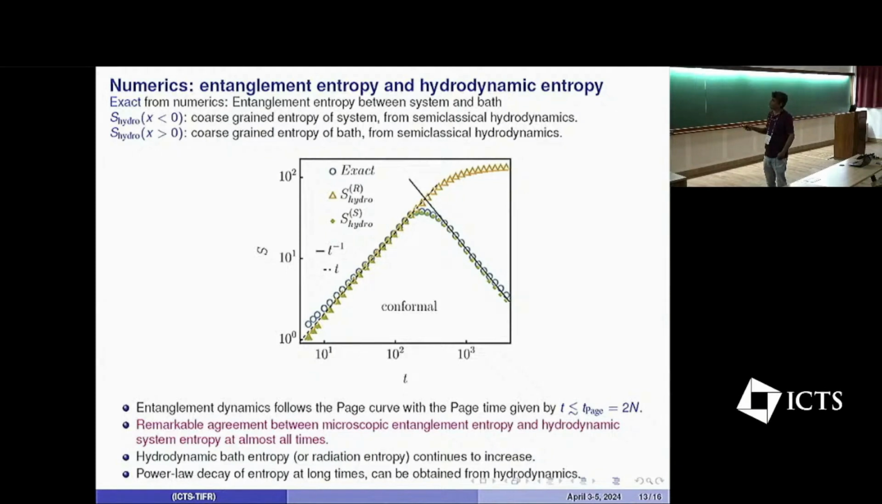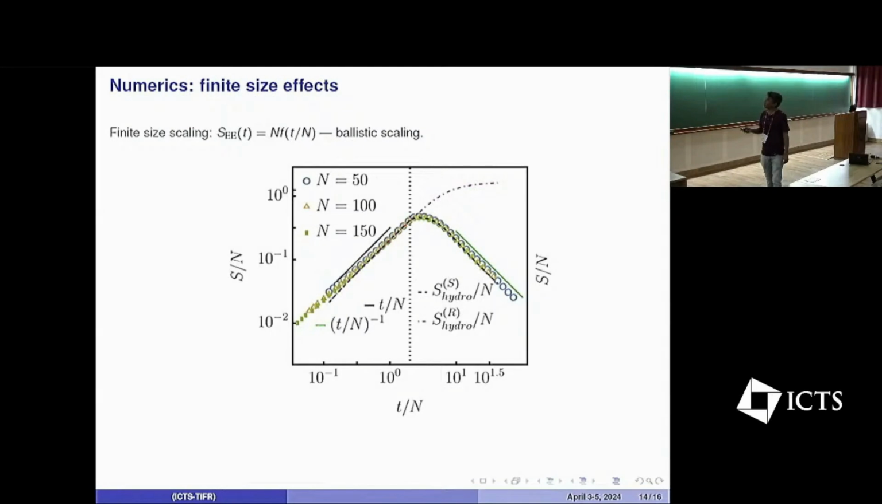Then there is a hydrodynamic calculation of the entropy of the reservoir. Okay, so it's like the radiation entropy that Hawking calculated, and this keeps increasing, as is found in the black hole problem. Okay. And then you can calculate the hydrodynamic entropy of the system, and you find that it actually follows the entanglement entropy that you compute from microscopics. Okay. So this is the really amazing part. I mean, what you calculate from a semi-classical calculation actually matches exactly with the microscopic calculation.